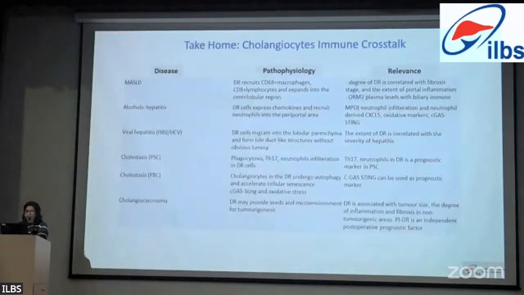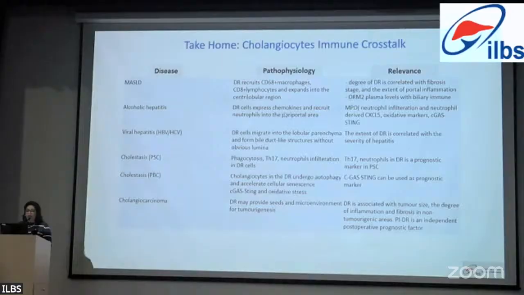ductal reaction. So if I summarize the cholangiocyte immune crosstalk relevance, in MASLD we have to remember that there are more CD68 positive macrophages, which expand into the central lobular region. And the degree of these CD68 cells' number and function can lead to the extent of portal inflammation. And one of the leading molecules, ORM2 plasma levels, can also help us identify the ductal reaction.